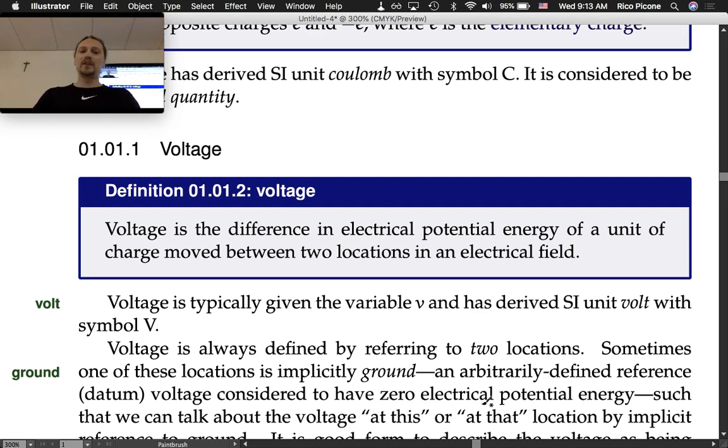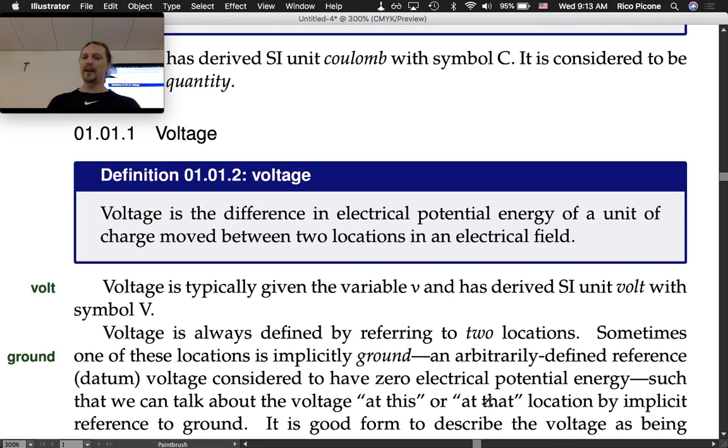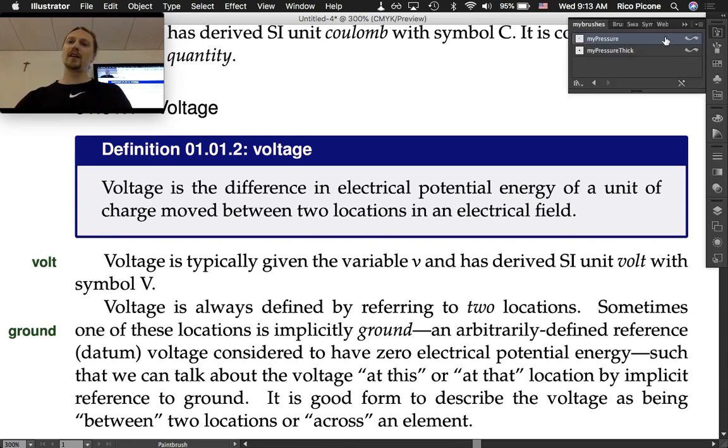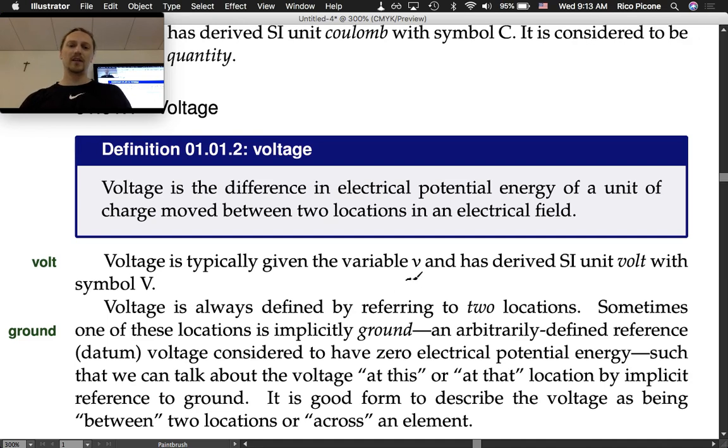Okay, so voltage is typically given the variable v, so it's lowercase v. When I draw this, I won't use a huge fat marker. I will use that for V because the difference between this and this on the board is really hard to see. So for capital V, I'll do this. For lowercase v, I'll do that, just so that you can kind of tell the difference. Okay, it has derived SI unit volt with symbol V, big V.